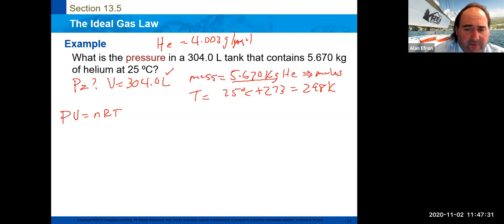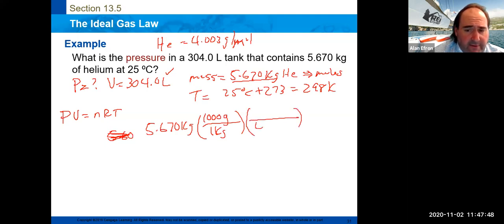Now our kilograms here, we need to get to moles, so we're going to need to do 5.670 kilograms. In 1 kilogram, there is 1,000 grams. And using the molar mass from the periodic table, there's 4.003 grams per mole of helium. Again, the kilograms will cancel, gets us to grams, which then gets us to moles using the molar mass there. Looks like maybe something like 1416 moles of helium in this case.